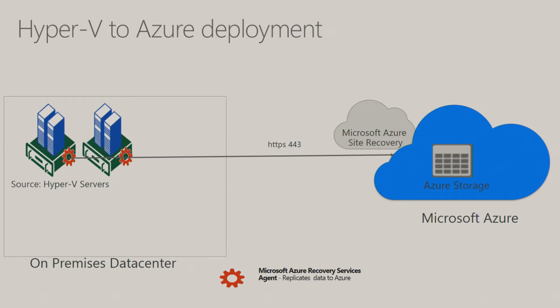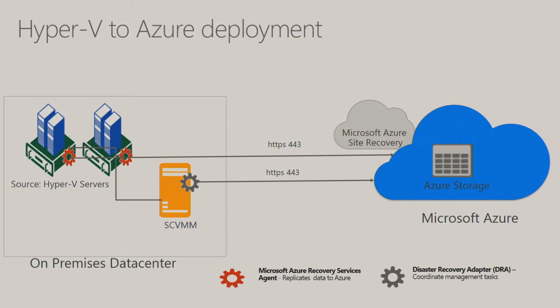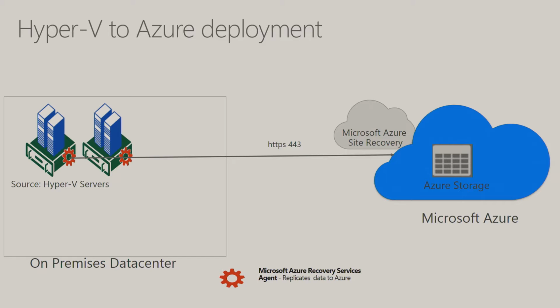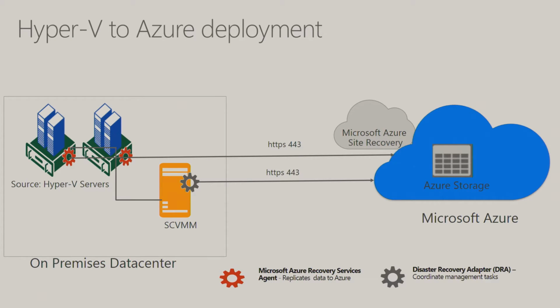There are customers who have Hyper-V workload environments managed by VMM. In the majority of data centers, you have VMM managing Hyper-V, and in that case, we also install a component called Disaster Recovery Adapter on VMM. However, for customers who have a lot of small branch office sites which may not be managed by VMM, we also support protection from direct Hyper-V to Azure. And understanding our enterprise requirements, all this replication channel is HTTPS outbound.